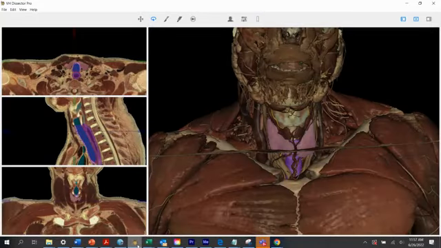Here in VH Dissector, I have highlighted the thyroid in this pinkish color. You see the trachea behind it, that's in purple.